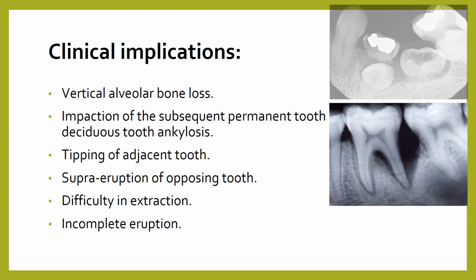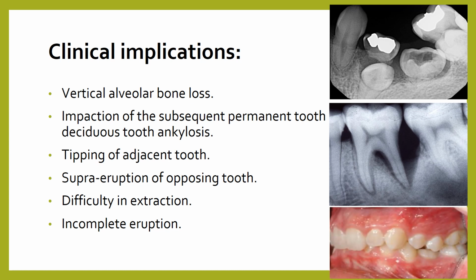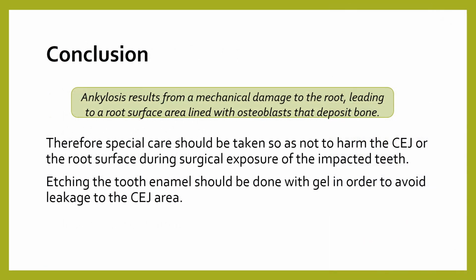First, vertical alveolar bone loss. Second, impaction of the subsequent permanent tooth in case of deciduous tooth ankylosis. Third, tipping of adjacent tooth. Fourth, supraeruption of opposing tooth. Fifth, difficulty in extraction. And lastly, incomplete eruption. So, this will cause problem in my treatment?